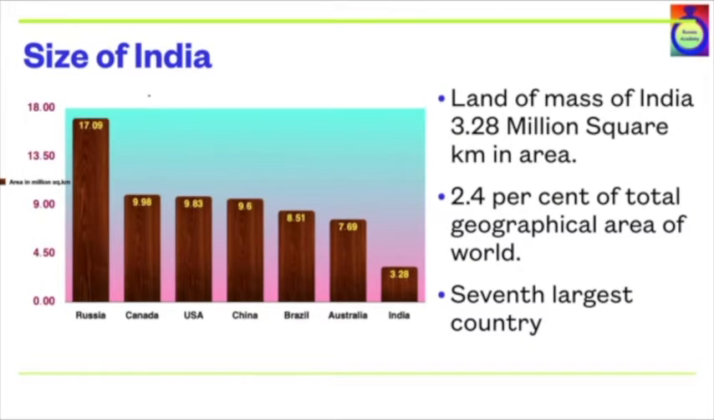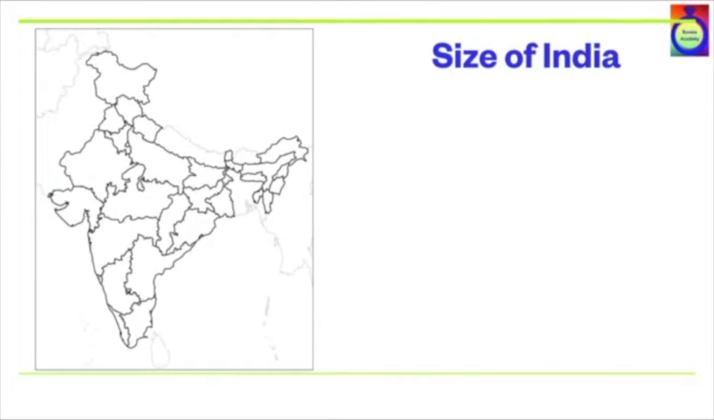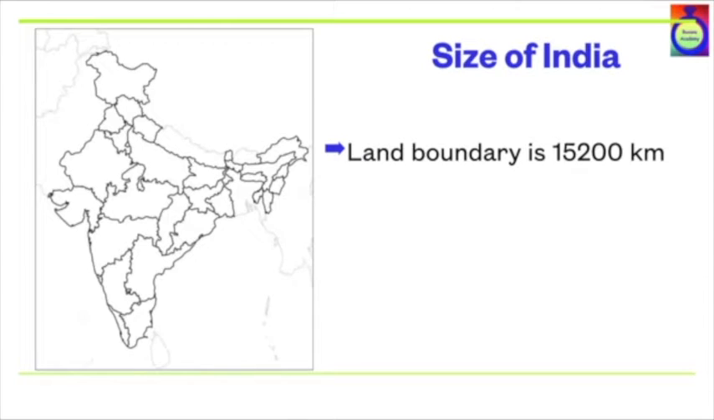India contributes 2.4% of the total geographical area of the world. That is also something you have to remember. So apart from these facts, we have to learn the length of the land boundary. The land boundary is 15,200 kilometer. India shares its land boundary with Pakistan, China, Nepal, Bhutan, Bangladesh, and Myanmar. So this land boundary accounts for 15,200 kilometers.